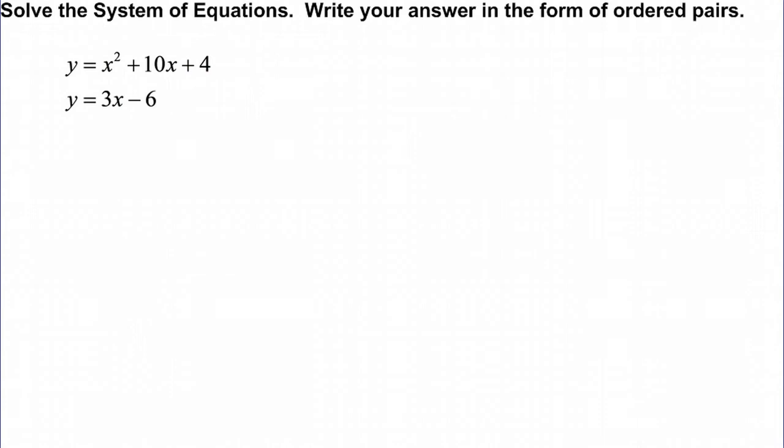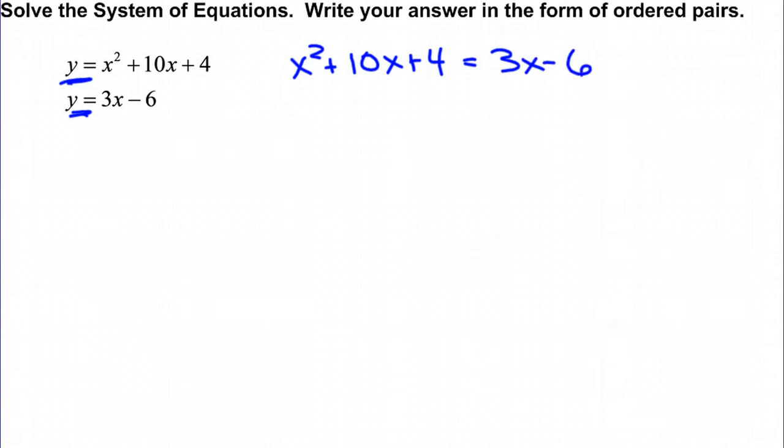To do so, we'll start off by setting these two equal to each other, since they are both equal to y. They have to be equal to each other in order for that to happen. So we get this, and we'll now follow the steps of solving this quadratic equation to identify some values of x that will work here.